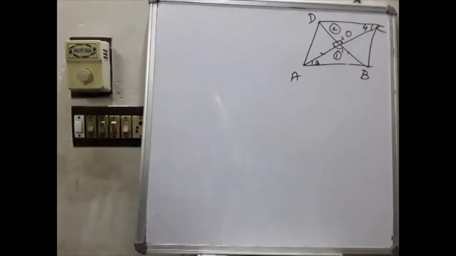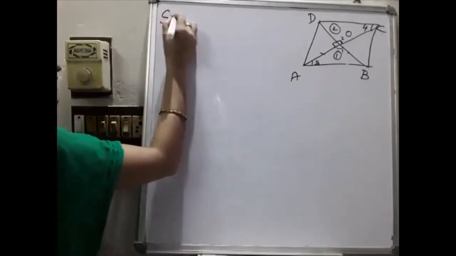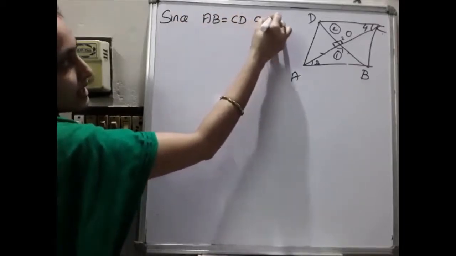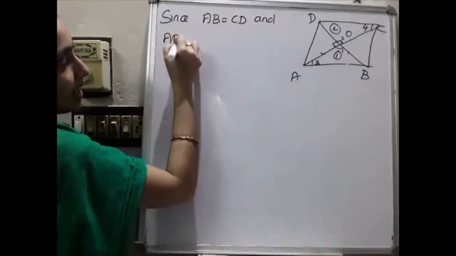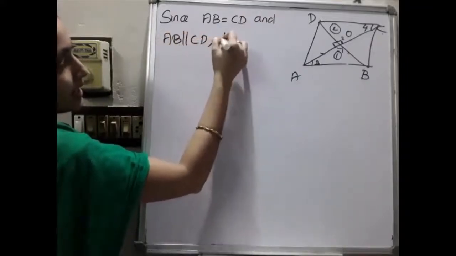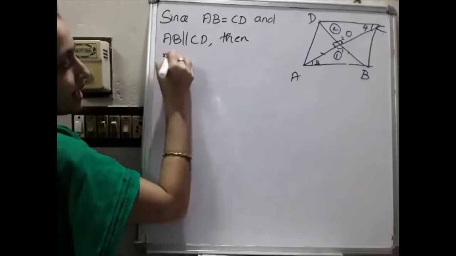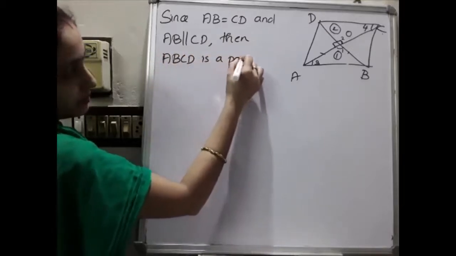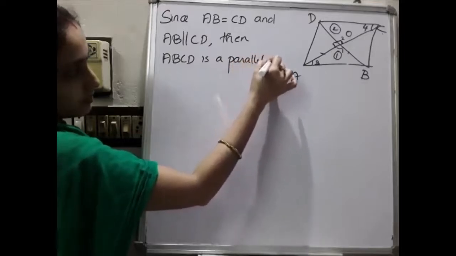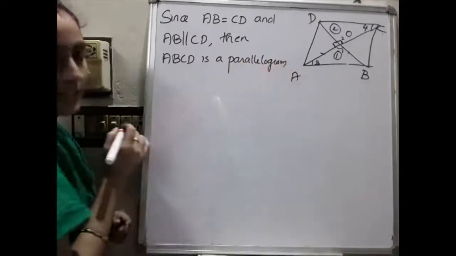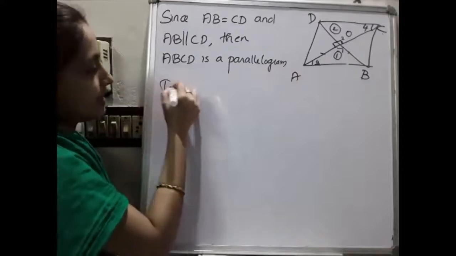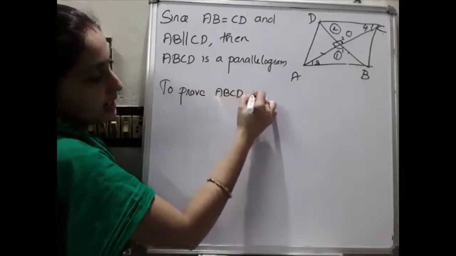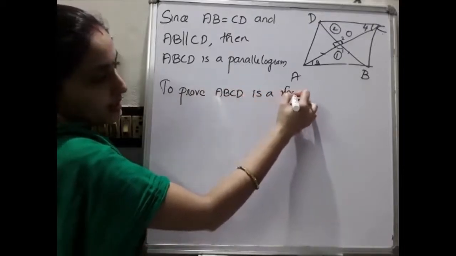So we can write, since AB is equal to CD and AB is parallel to CD, then what can we say? ABCD is a parallelogram. Then one more thing we have to prove: it is a rhombus. So you have written the subheading: to prove ABCD is a rhombus. This thing you have to prove.